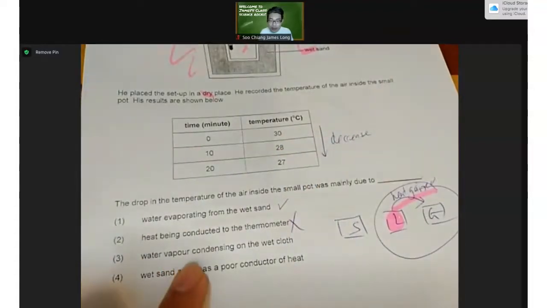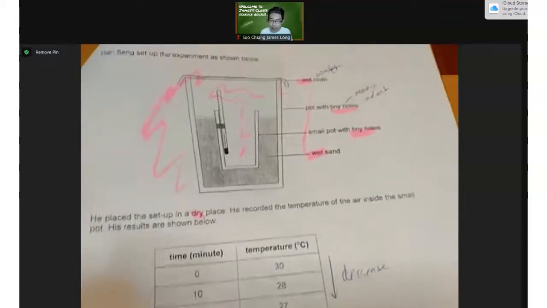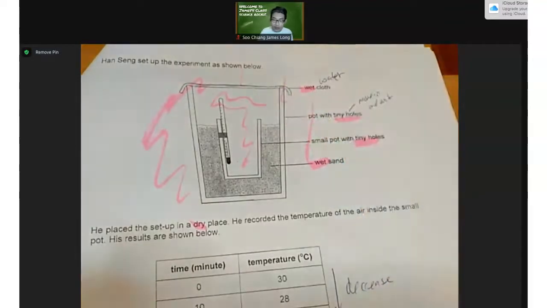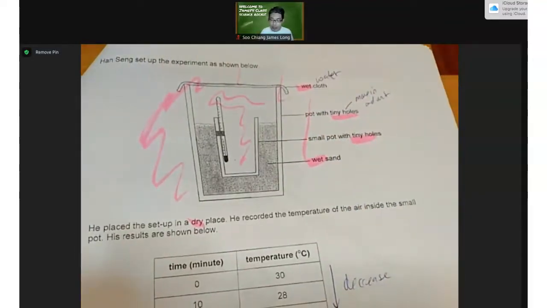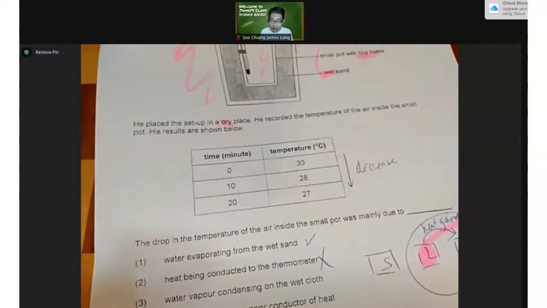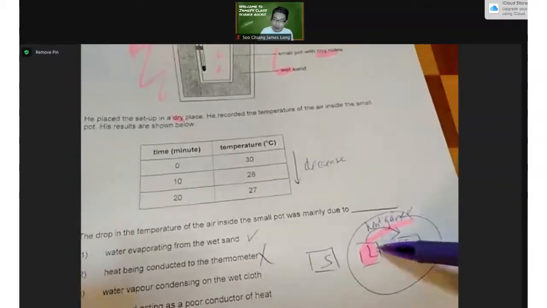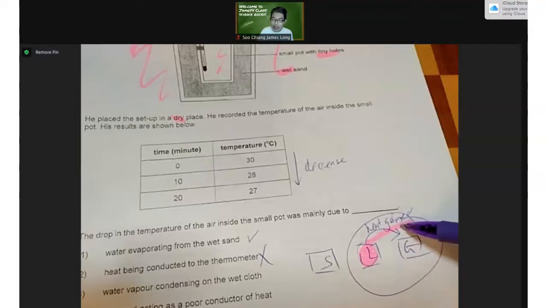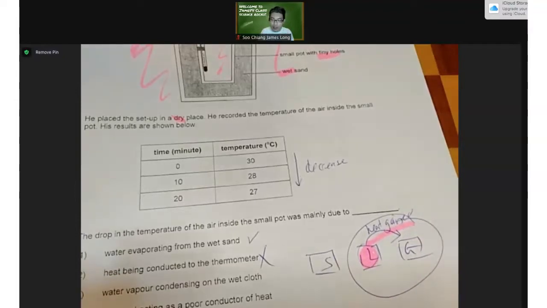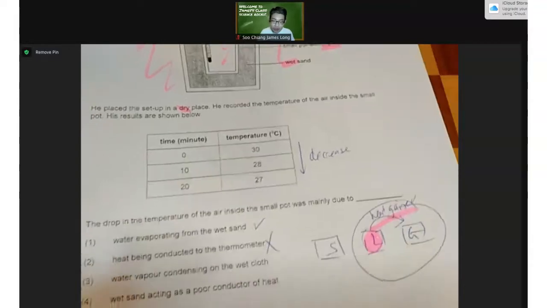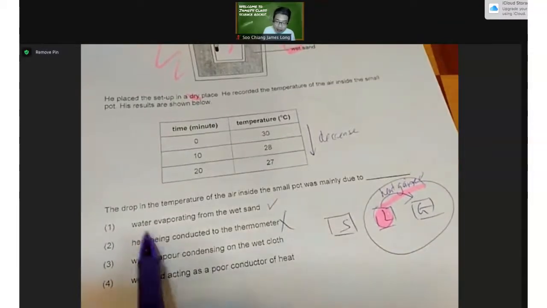Water vapor condenses on the wet cloth. Should the wet cloth not be evaporating, the moisture evaporating into water vapor? So this one doesn't explain why the temperature is dropping. Temperature drops because the liquid is gaining heat from the environment. So the environment is losing heat to the water. That is the concept. The environment is losing heat to the water, so the water evaporates. Going back to number 1.